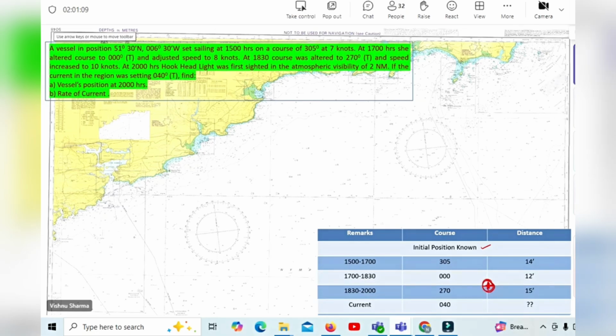Okay. Now from this position, I'll call it A, the vessel set sailing 305 at 14 miles distance. So 305 like this and 14 miles. Correct? Yes or no? I'll just call these points. They are not positions, they are just points. Then she goes north for 12 miles. Then she goes 270 for 15 miles.